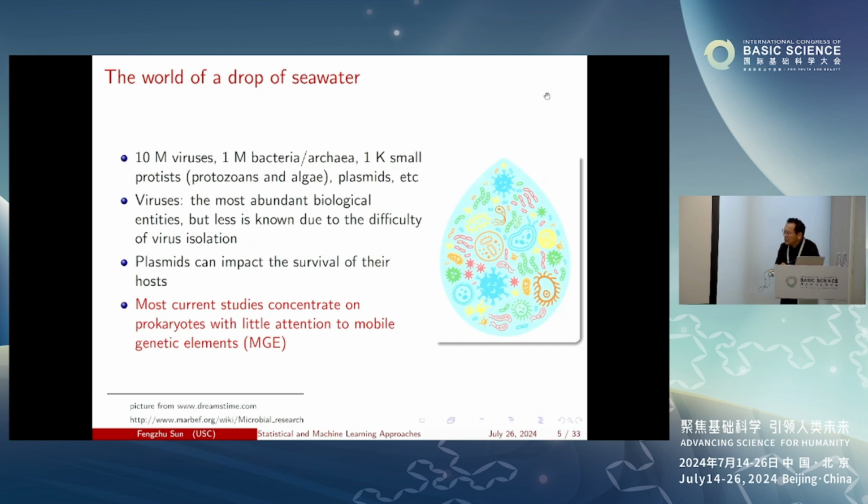Another thing that is related is plasmid. Plasmid also affect the host and impact the survival of their host. So in our recent studies, we try to study the so-called mobile genetic element, including viruses and the plasmid. The story of our studies for the viruses come from our collaboration with the biology collaborator Jed Furman, who is an expert on viruses. He was the first to discover the viruses in the ocean in the 1990s.